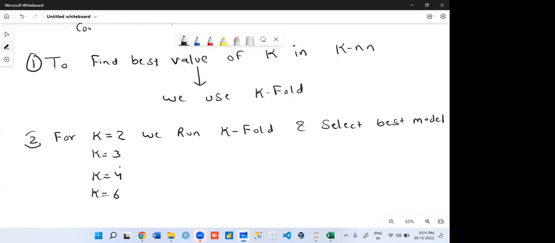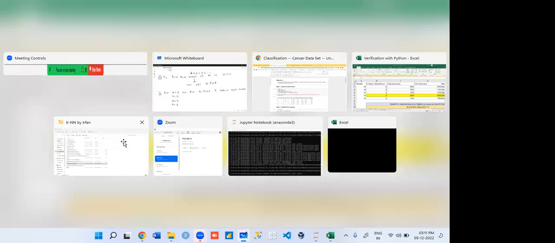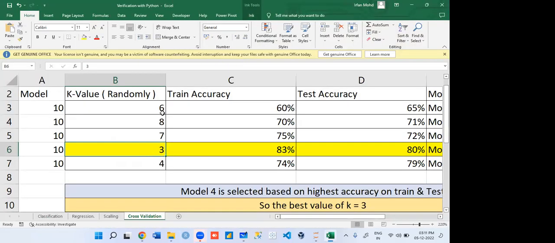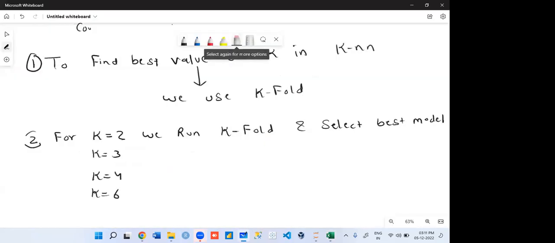Here I have taken how many values? 5. Let me show you. 3, 4, 6, 7, 8. Let me write the same numbers to avoid confusion. 3, 4, 6, 7, 8.